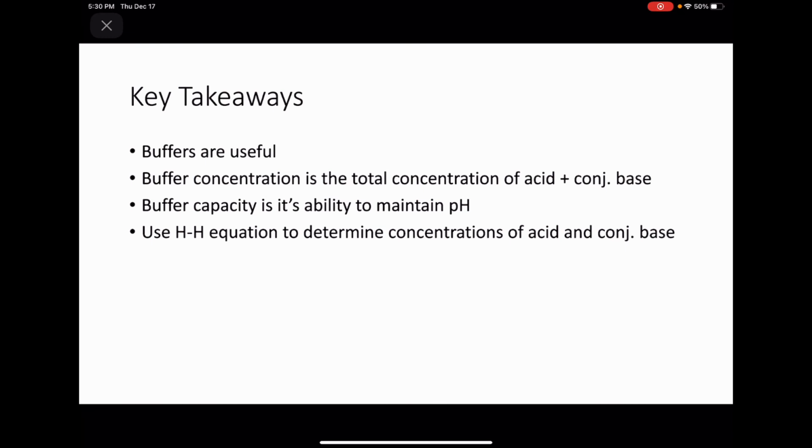Now that we've learned how to set up a buffer, these are the key takeaways from this video. We have the fact that we've learned that buffers are useful. The concentration is the total concentration of the acid plus the base. The capacity of it is its ability to maintain pH based on however many moles of acid or base we add to it. And then we've learned how to use the Henderson-Hasselbalch equation to determine the concentrations.